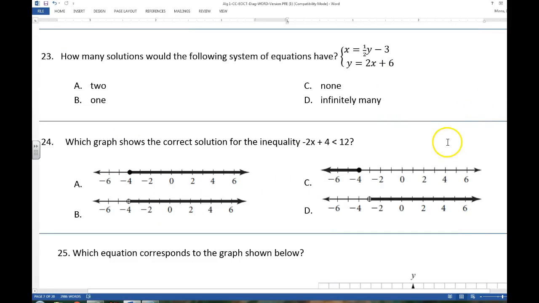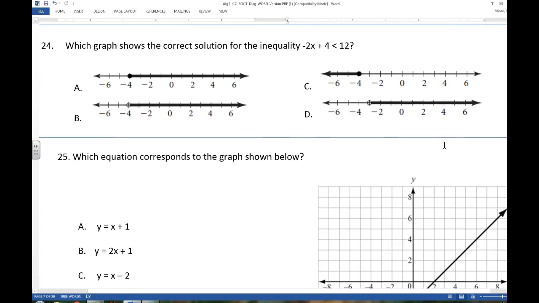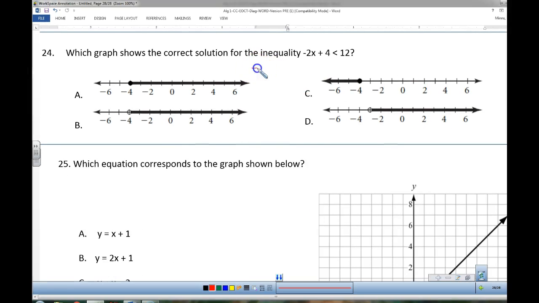All right, and lastly for the day is number 24. Which shows the correct solution to that? Well, we got to simplify it first. I'm going to write over here where I can simplify it.